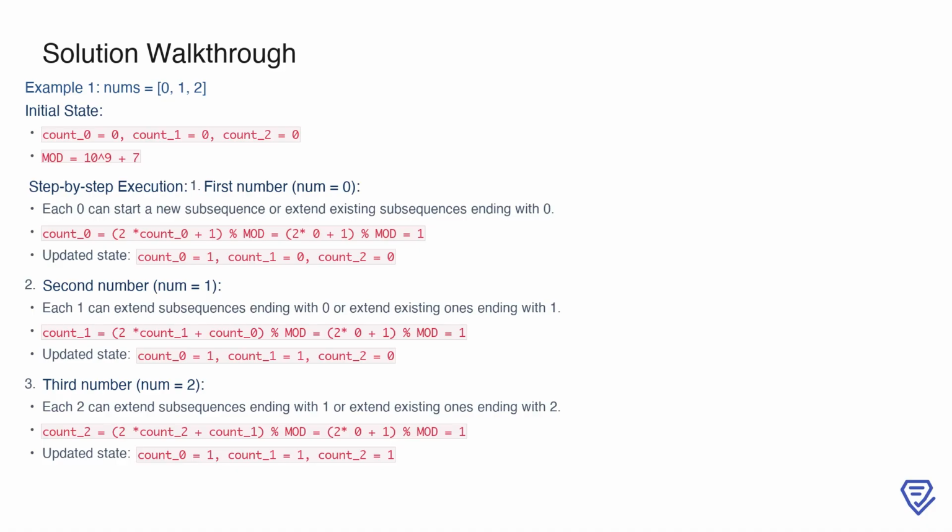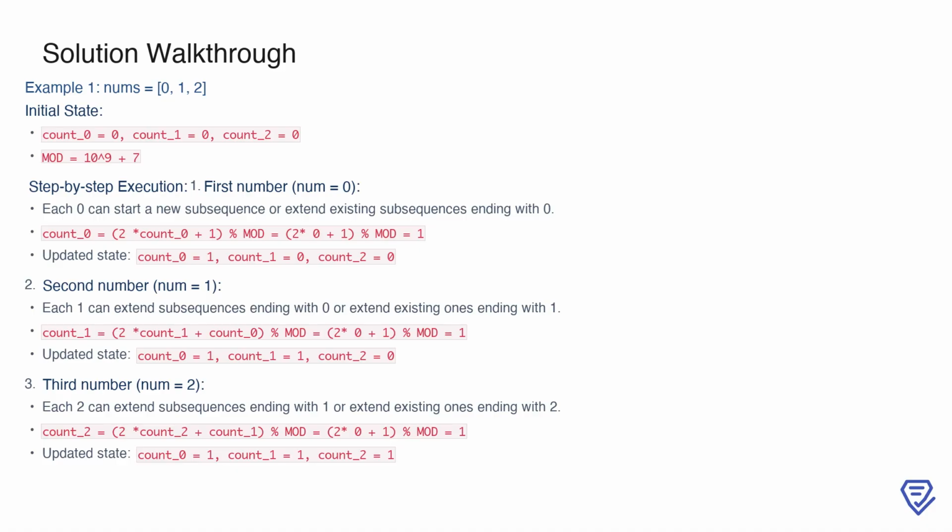The first number is 0. Each occurrence of 0 can either start a new subsequence or extend existing subsequences that already end in 0. Using the formula count_0 equals 2 * count_0 + 1 % mod, we calculate count_0 as 1. The second number is 1. Each 1 can extend subsequences that end in 0 or extend subsequences already ending in 1. This is calculated using the formula count_1 equals 2 * count_1 + count_0 % mod, resulting in count_1 being updated to 1.